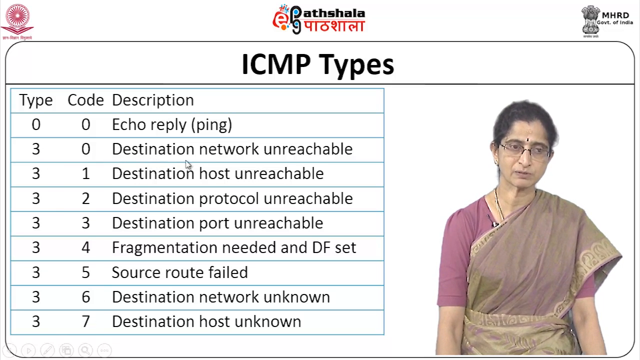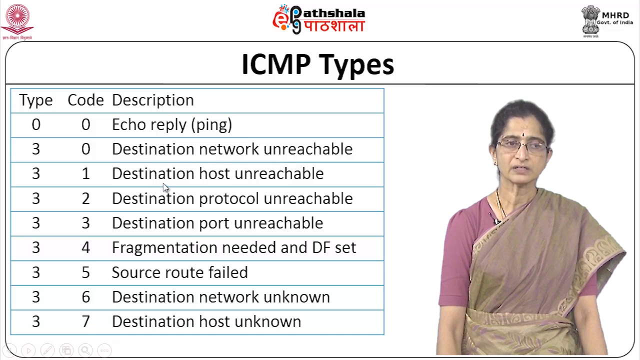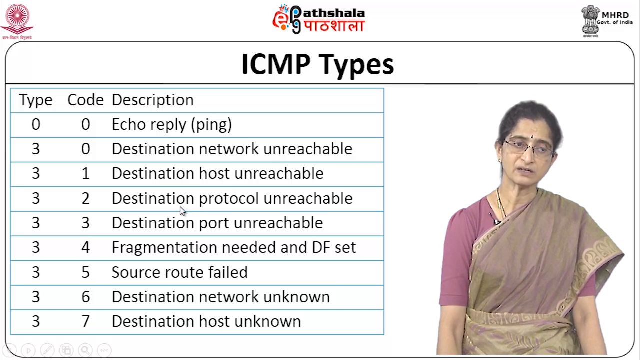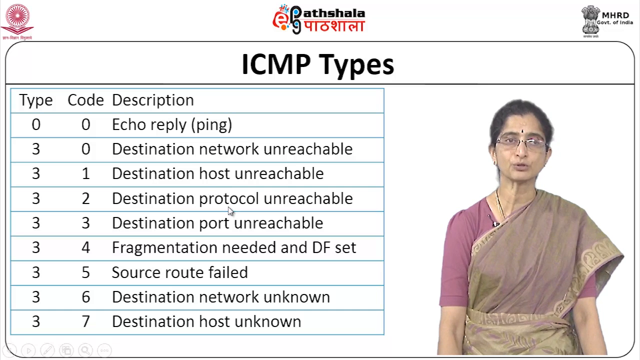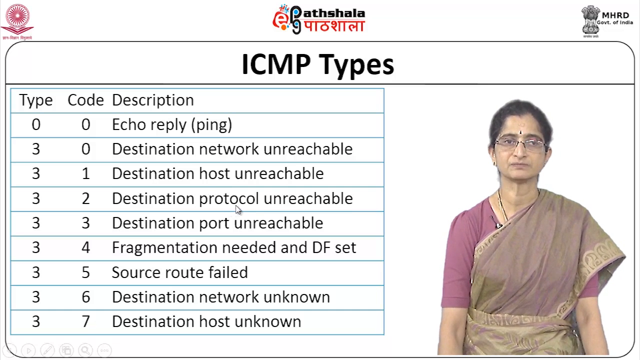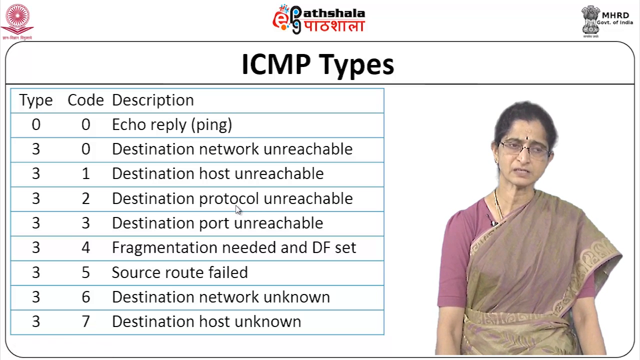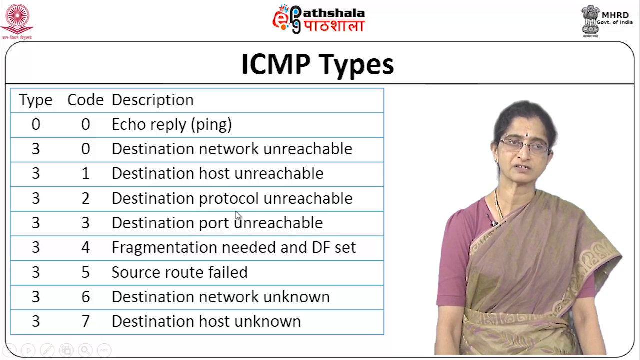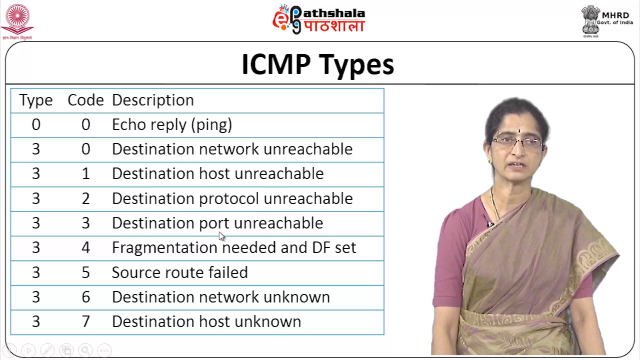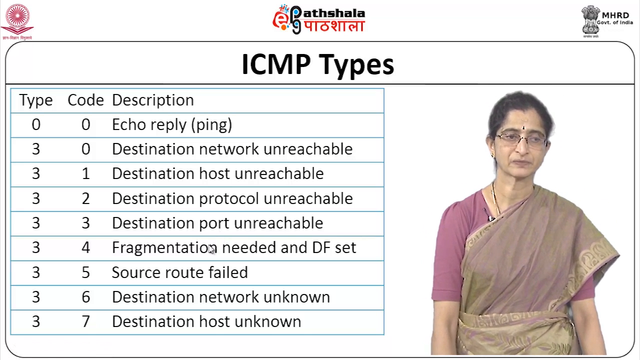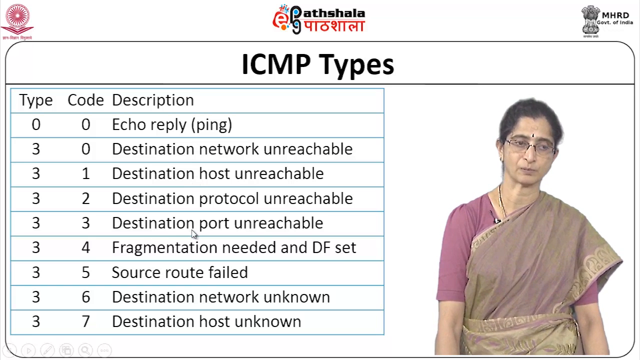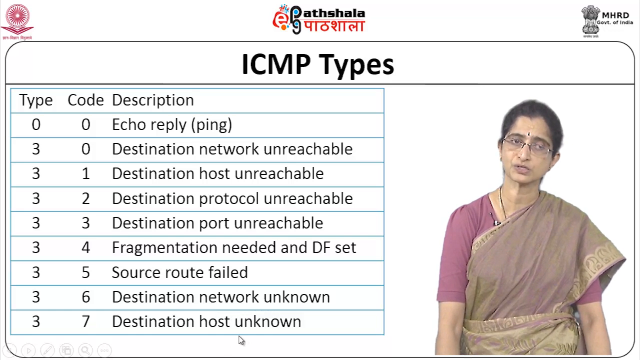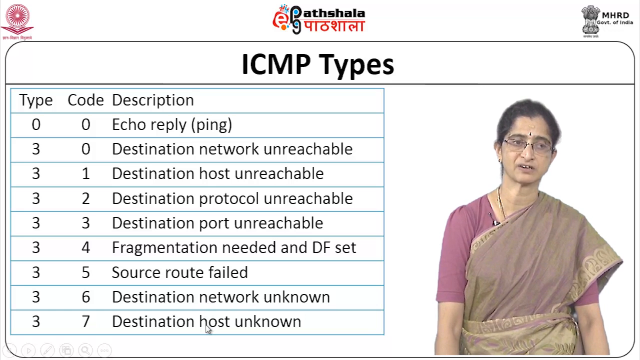The destination could be unreachable because the network itself is unreachable, or it may be the destination host that is unreachable, which means you can reach the network but you are unable to reach the host. The third one is that the destination host is reachable but the protocol is unreachable, which means you are not able to reach UDP or TCP, whichever protocol this packet belongs to. The next option is that the protocol is reachable but the destination port is unreachable, that is the UDP or TCP port specified. So these are different destination unreachable options. You may also have a situation where the destination network is unknown or the destination host itself is unknown.